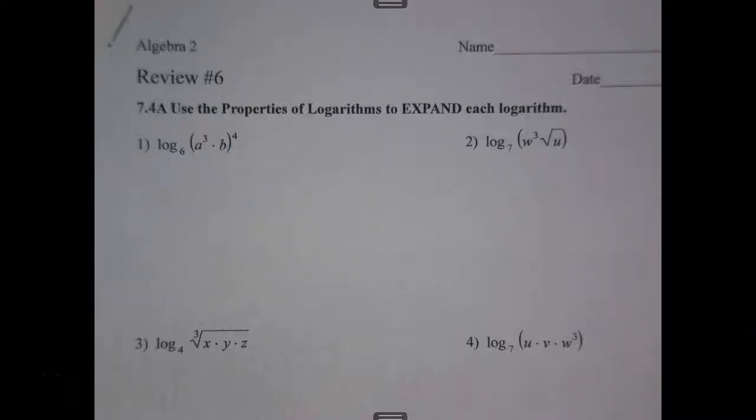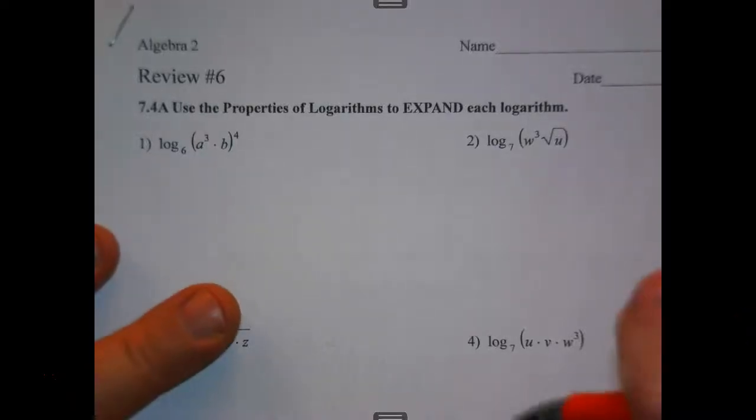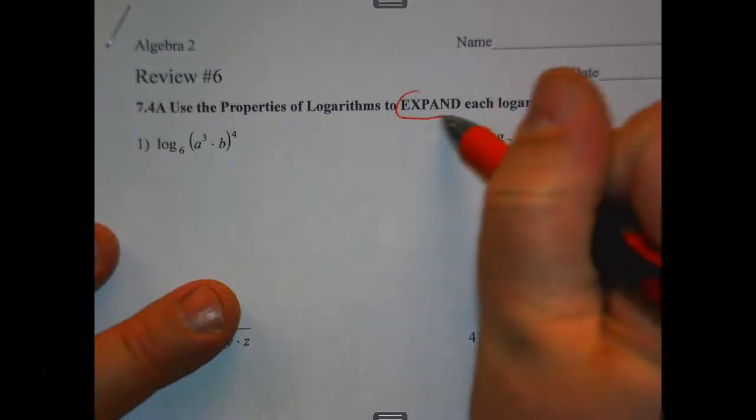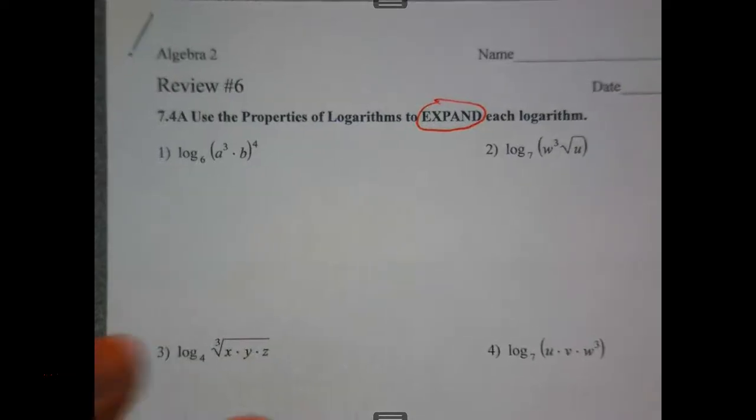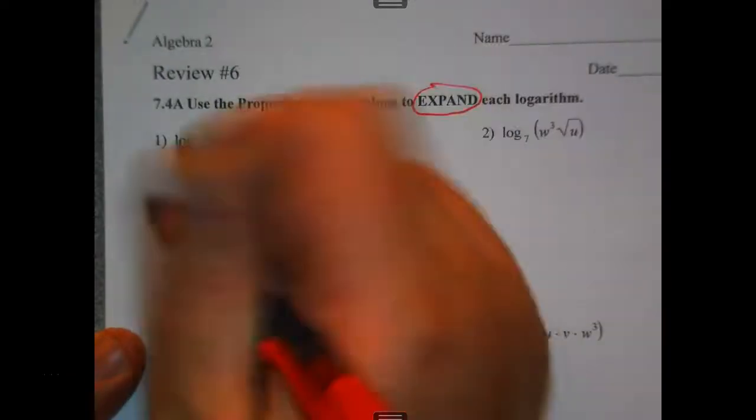We need to expand, right? We have 3 properties. If I have multiplication, what am I going to replace it with? Addition.